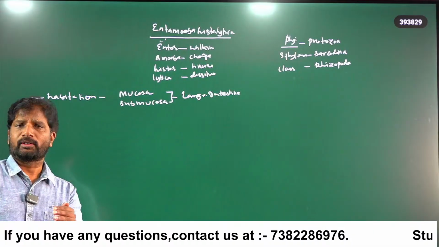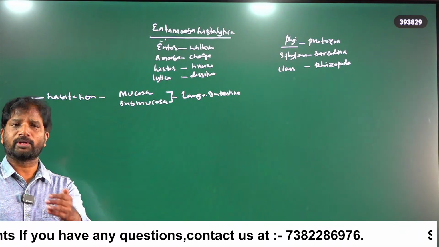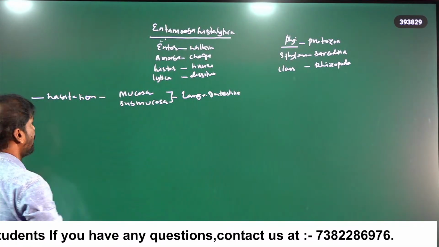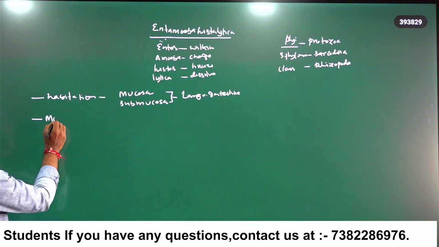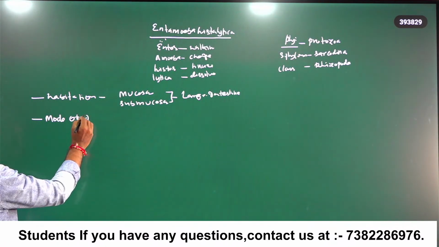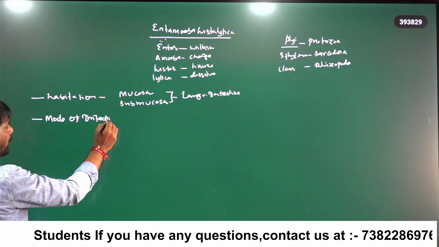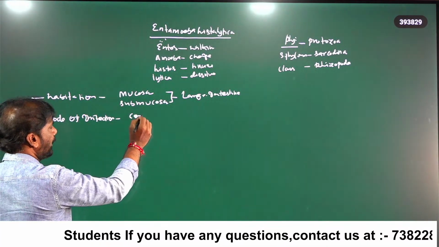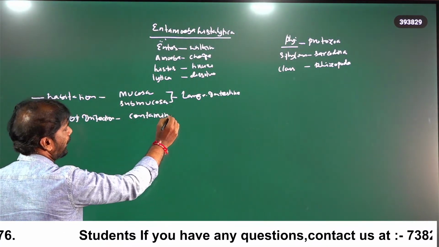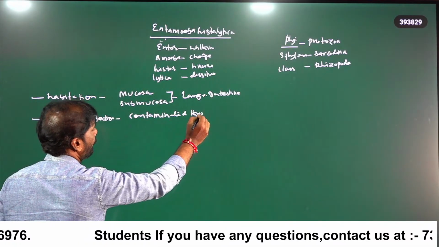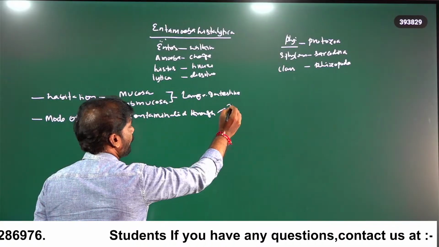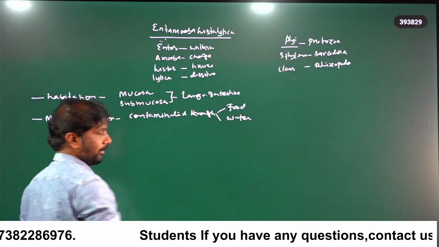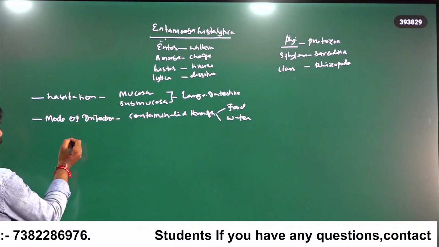So how is it transmitted from one person to another? Already you know it is an infectious disorder. So what is the mode of infection? How does it transfer? The infection is transmitted from one person to another through contaminated food and water. That means drinking water. So here is the mode of infection.